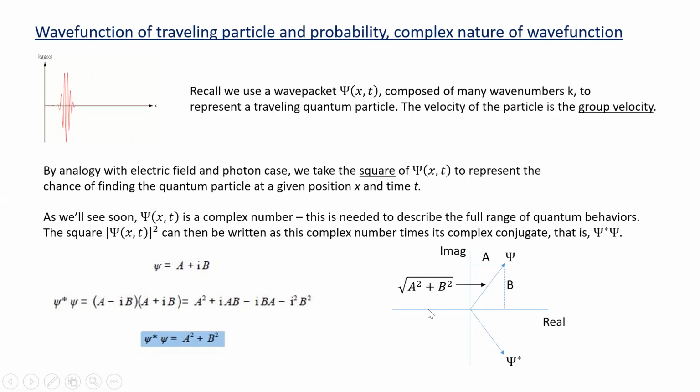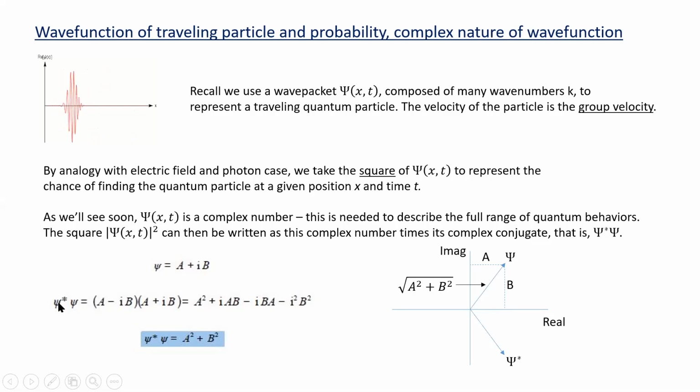And then the complex conjugate we get just by switching the sign of the imaginary part. So instead of having plus bi in the positive imaginary direction, we're in the negative imaginary direction. So we have a minus bi. It's just reflected over the real axis.